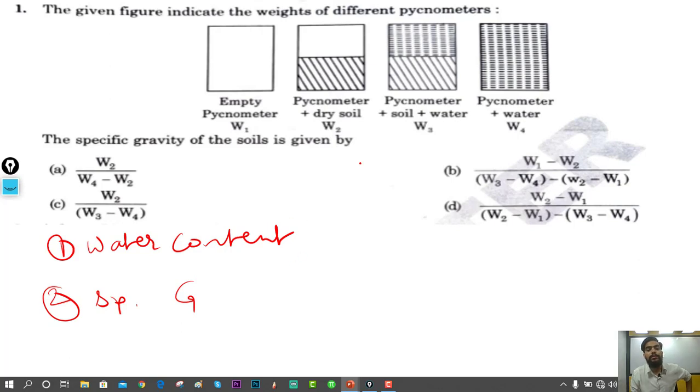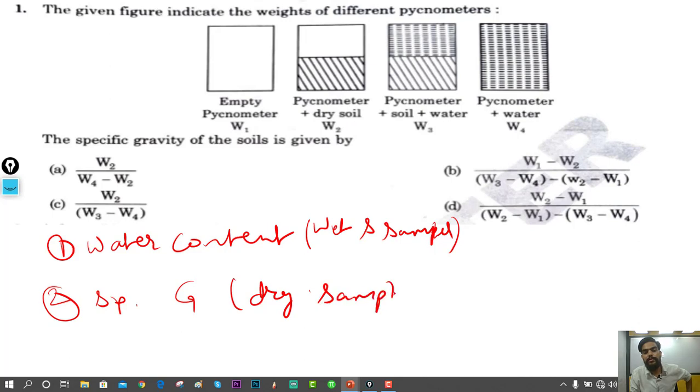So guys, there is one difference between water content and specific gravity. The sample that we use for water content is a wet soil sample, and the sample that we use for specific gravity is a dry soil sample. Here the sample given to us is a dry soil sample, so it is justified that we have to determine the specific gravity of soil.